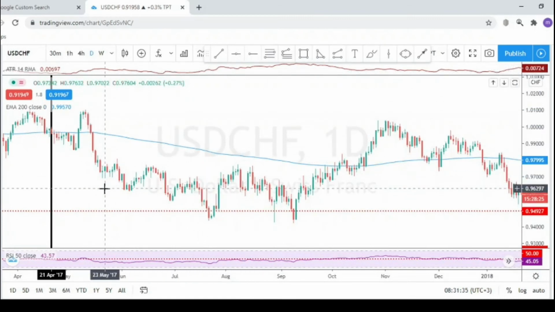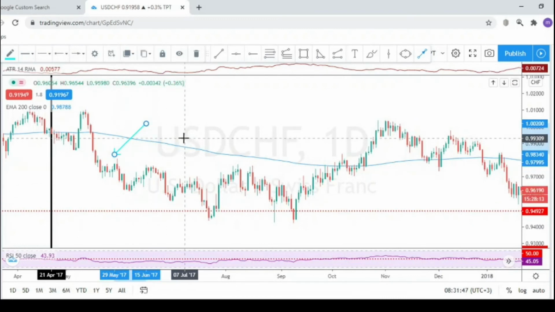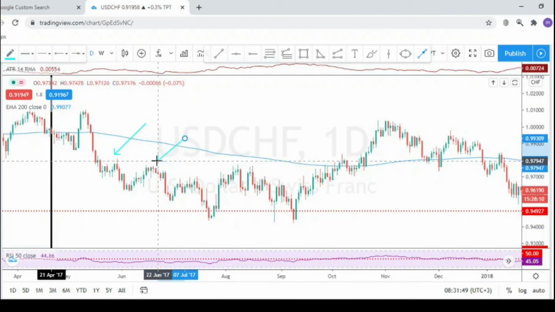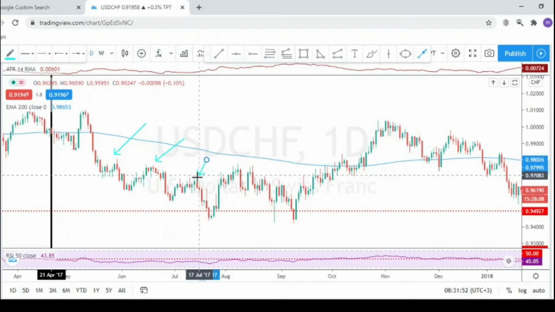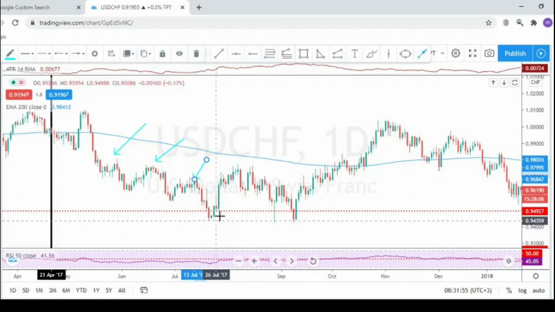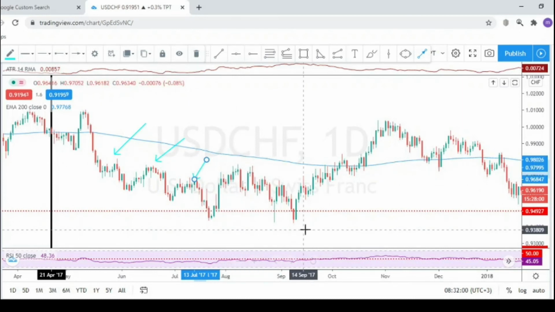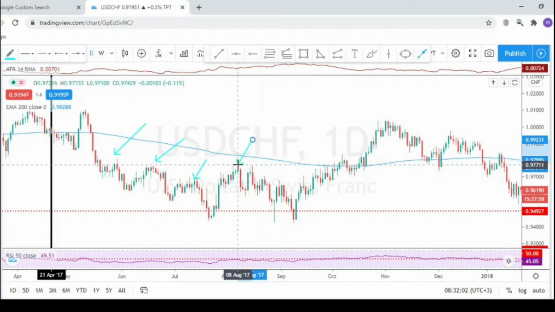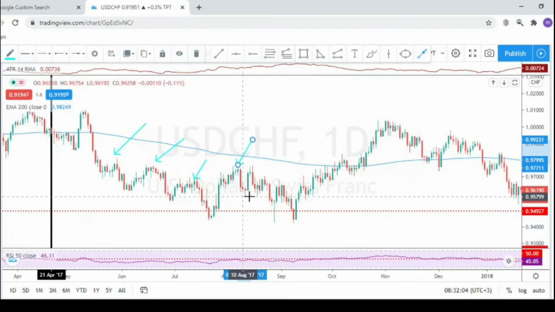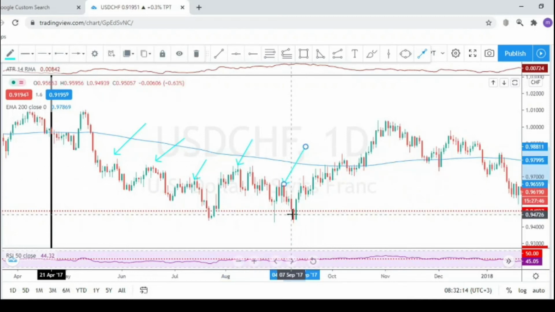Now it's made an impulsive leg, made a pullback and continued to the downside, and this would be a win. This also made a pullback and this would be a win. A pullback and a win. A pullback, then made this double top and continued to the downside, and this one here is a win. Continued to the downside. Also made a pullback here, trending below this 200 moving average. Continue to the downside, this would be a win.